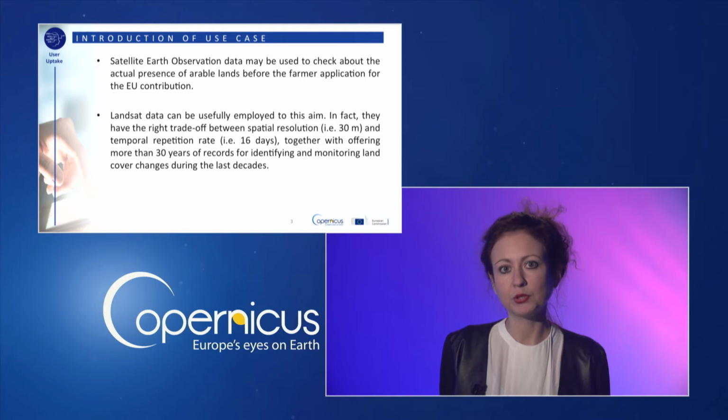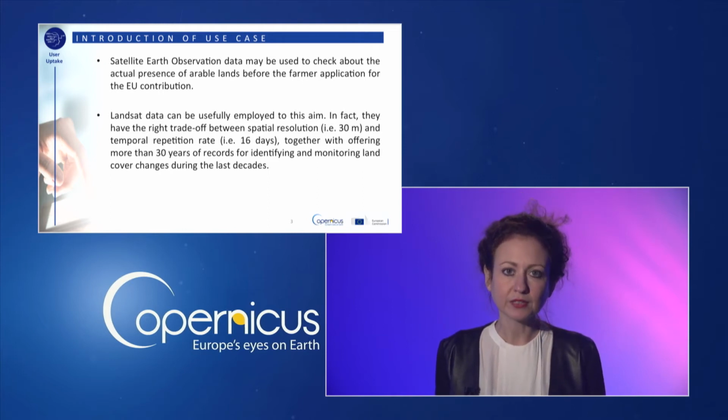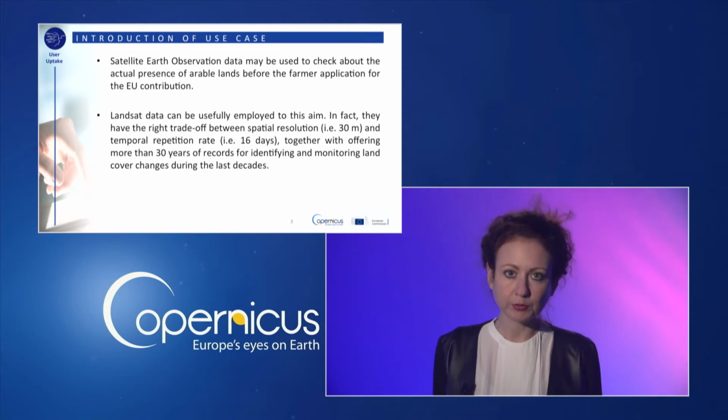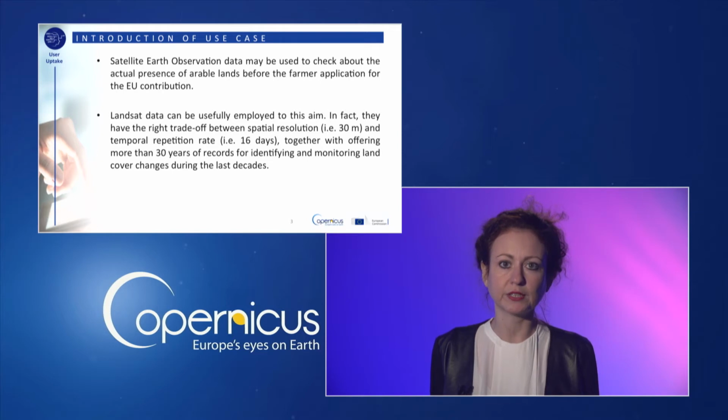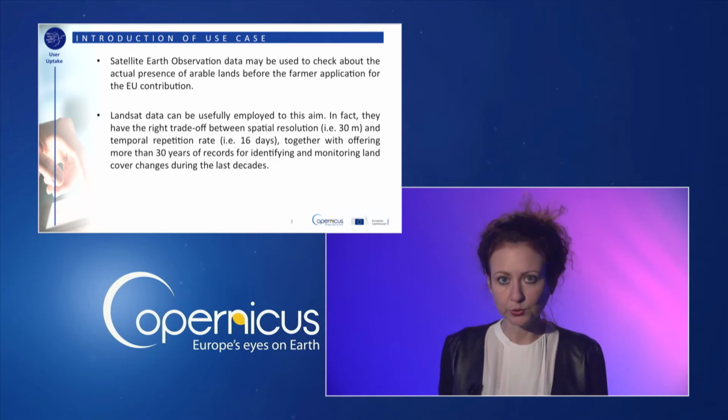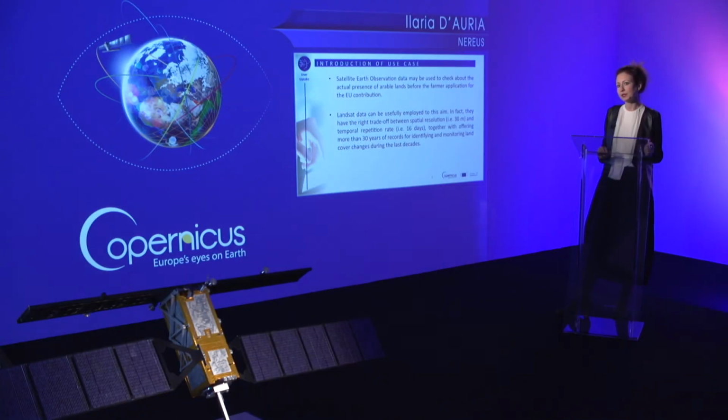Satellite Earth observation data may be used to check the actual presence of arable lands before the farmer actually applies for the EU contribution. Landsat data can be usefully employed to this aim. In fact, they have the right trade-off between spatial resolution, for example 30 meters, and temporal repetition rates, for example 16 days, together with offering more than 30 years of records for identifying and monitoring land cover changes during the last decades. Sentinel-2 builds on this legacy with a resolution that is a bit higher, 10 to 20 meters for the optical bands, and a revisit rate of 5 days when both Sentinel-2A and Sentinel-2B will be operational.